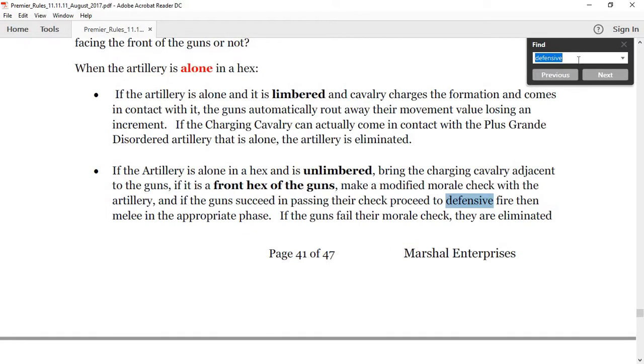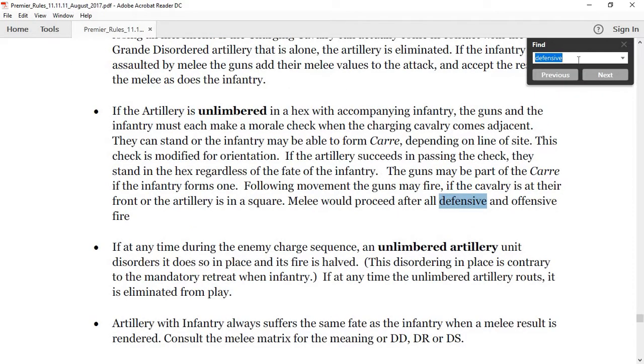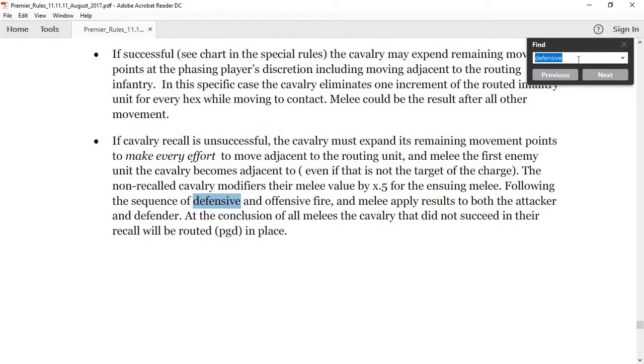When the artillery is alone in a hex. If the artillery is alone in a hex and is unlimbered, bring the charging cavalry adjacent to the guns. If it is a front hex of the guns, make a modified morale check with the artillery, and if the guns succeed in passing their check, proceed to defensive fire, then melee in the appropriate phase. Following movement, the guns may fire if the cavalry is at their front or the artillery is in square. Melee would proceed after all defensive and offensive fire. Following the sequence of defense and offensive fire and melee, apply results to both the attacker and defender.